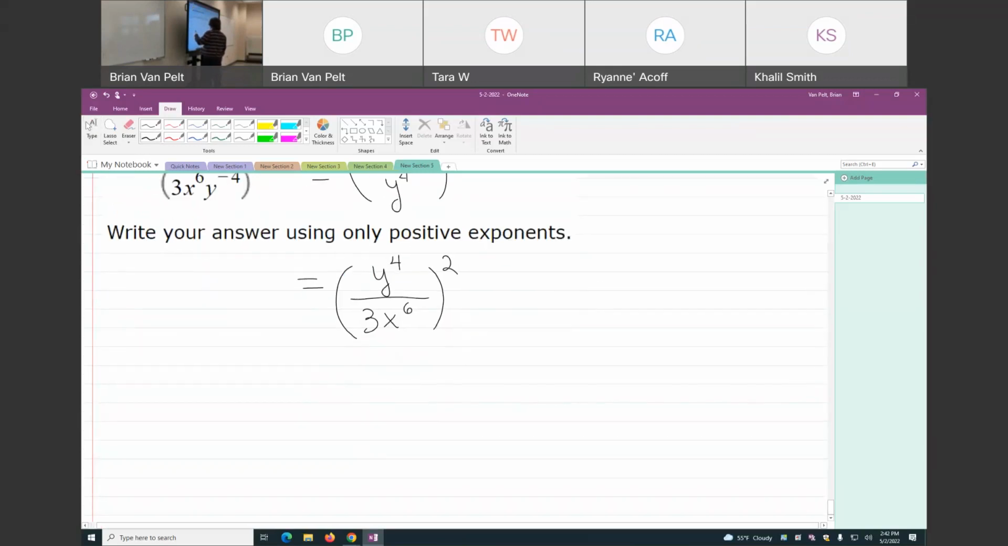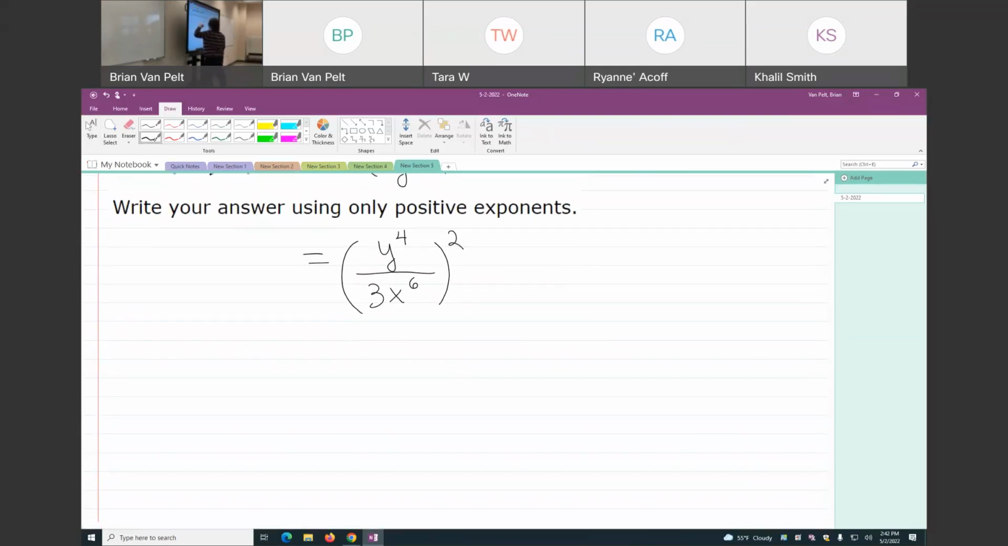Now you take everything to the second power. So that means y to the 4th will be raised to the 2nd. 3 will be raised to the 2nd. A lot of times students forget about that number. And then we have x to the 6th raised to the 2nd. So what do you get for the y on top? 8. X to, that's right, man, x to the 4th, very good.